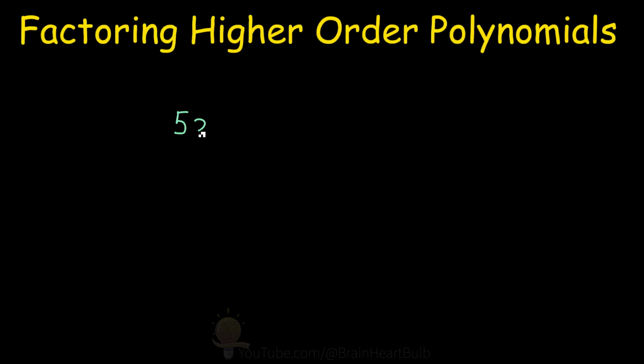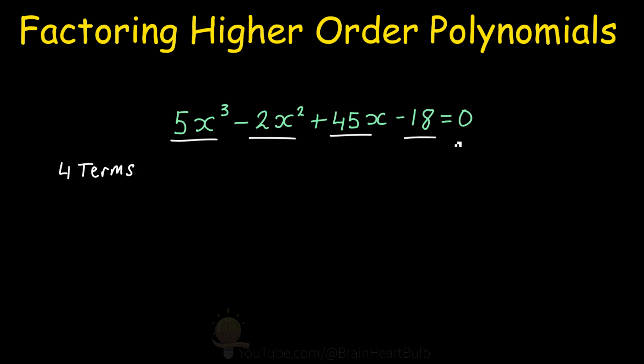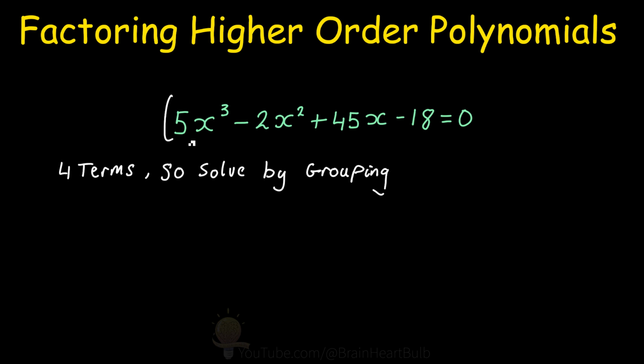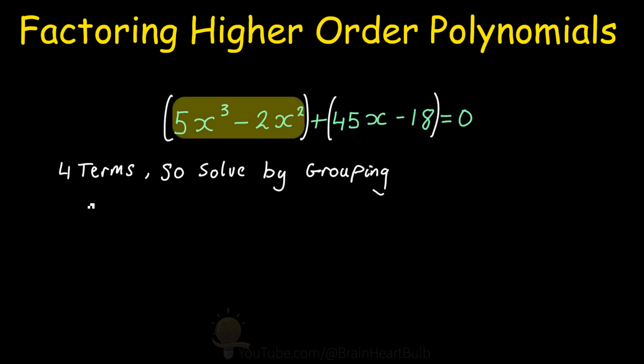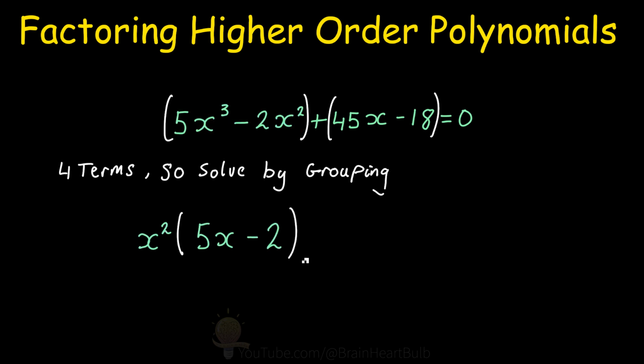So the last example may or may not catch you out. We have 5x cubed minus 2x squared plus 45x minus 18. Now what's the first thing we notice here? Well, we've got 4 terms again, so we can attempt to solve this problem by grouping. So let's start with the first group again, and we need to factor out the greatest common factor for the coefficients and for the x terms. So the coefficients are 5 and 2, and the greatest common factor here is 1. And for the x terms, we have x squared as the greatest common factor.